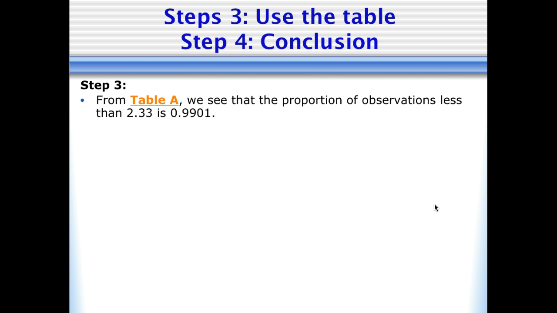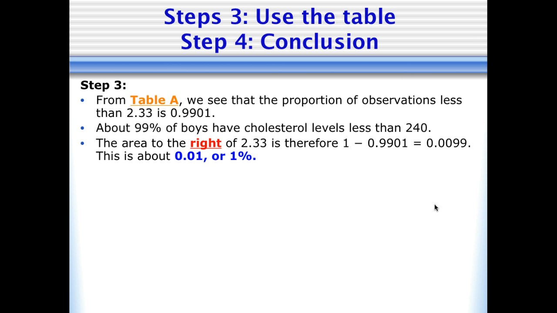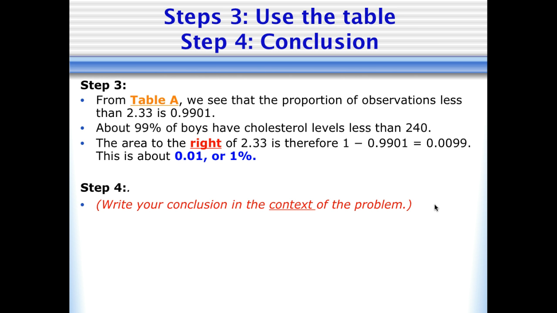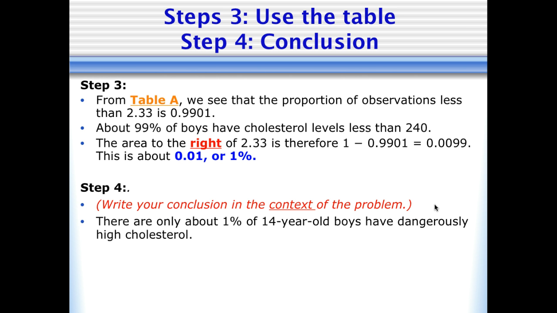Step 3 isn't really anything for me to show, but it's more the fact of me using the table. The table is going to give me the area to the left, which is 0.9901, which means the area to the right is about 1%. So I'm going to write my conclusion in context now. There's only about a 1% chance of picking a 14-year-old boy that has dangerously high cholesterol.